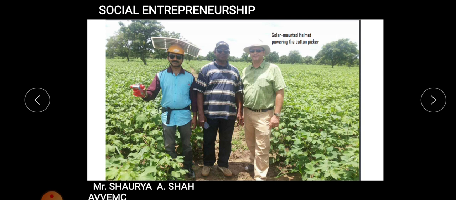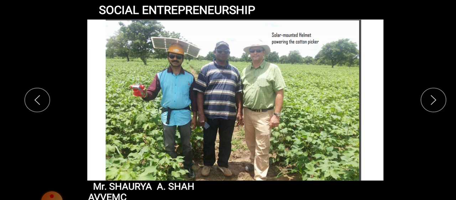Very common examples, right? I have two examples, two images particularly related to social entrepreneurship. This is one of the helmets manufactured by a company called Adventure Corporation in south India. As you can see, the machine is known as a cotton picker. On a cotton farm, people basically used to pick the cotton manually.